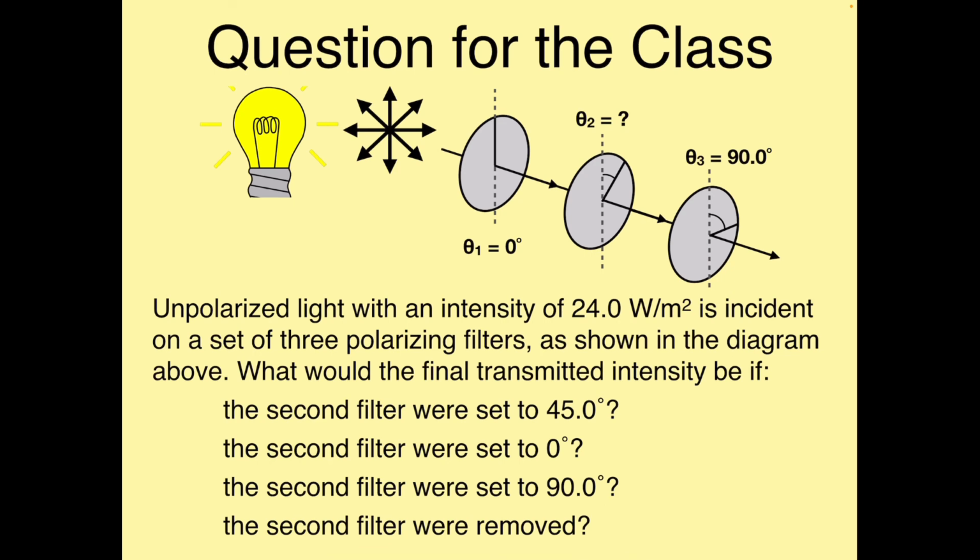So the question is, what would the final transmitted intensity be if the second filter were set to 45 degrees, again, relative to this vertical line? What would it be if the second filter were set to 0 degrees relative to this vertical line? What if it were set to 90 degrees? And what would happen if we just removed the second filter altogether? So in each one of those scenarios, try to think of what the transmitted intensity would be. So pause the video, try to work it out, and then come back to it when you think you have your answers.